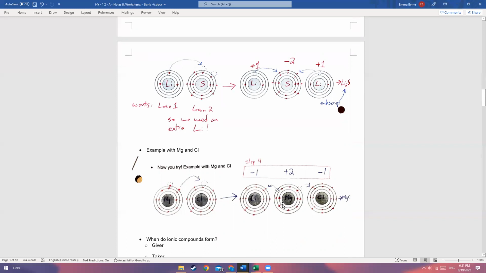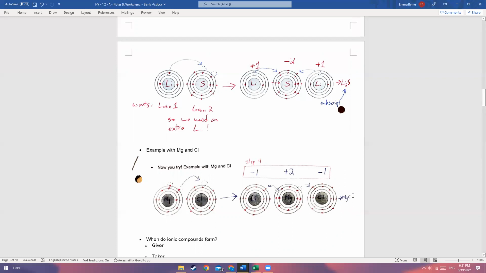Magnesium needs to get rid of 2 electrons. And it will give 1 electron to each chlorine atom here in order for both chlorine atoms to have a full valence shell. So because it's giving away 2 electrons, it will have a net charge of +2. And because each chlorine atom is gaining an electron, those will both have a net charge of -1.